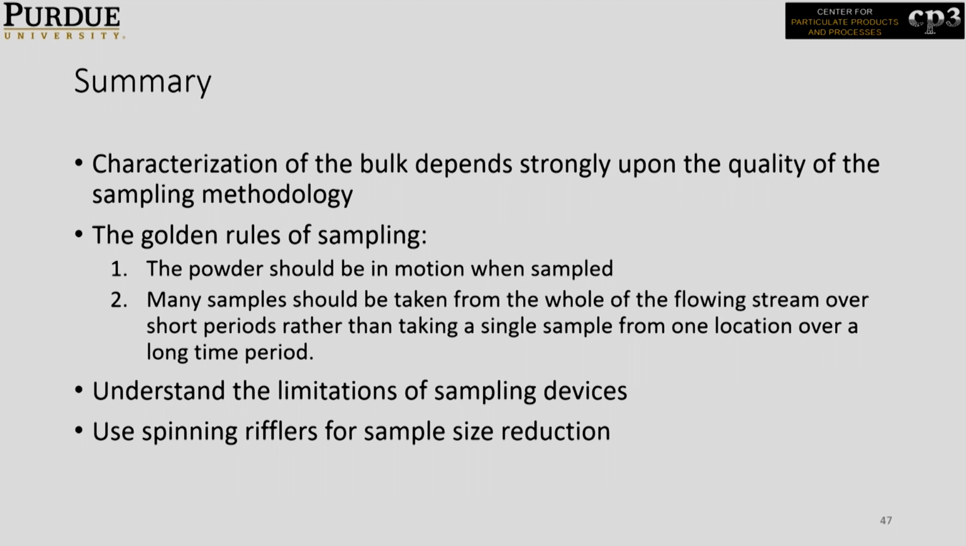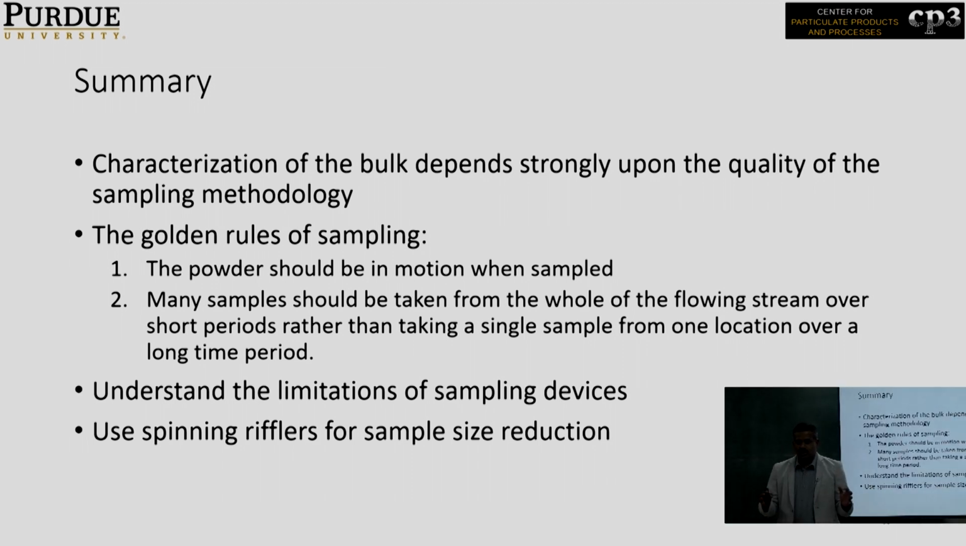So keep in mind again, we talked about the golden rules of sampling, right? The powder should be in motion, and then collect from the whole stream of flowing powder at many periods, many short durations, rather than one bulk subsample. Okay. Again, if you are using some sampling devices, understand the limitations.